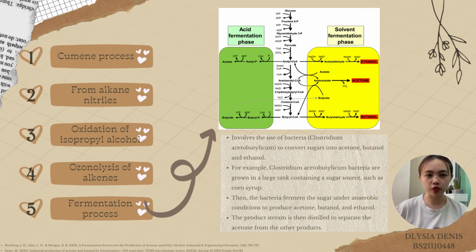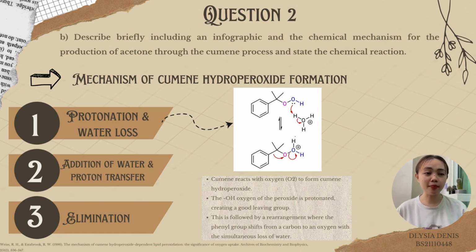So next, the chemical mechanism of cumene hydroperoxide formation involves three steps, which are protonation and water loss, addition of water and proton transfer, and lastly, elimination. In the first step, protonation and water loss, cumene will react with oxygen to form cumene hydroperoxide. Then the OH oxygen of the peroxide is protonated, creating a good leaving group.